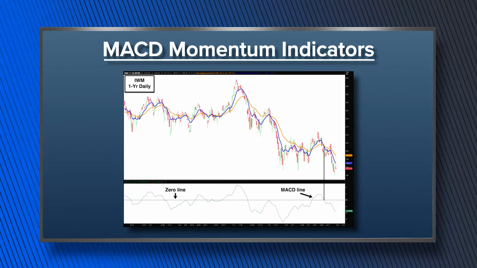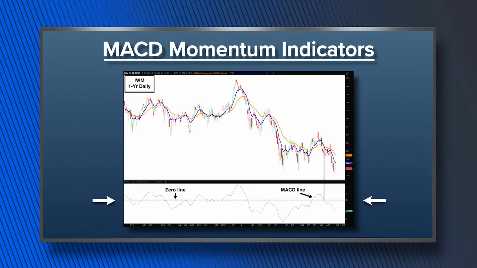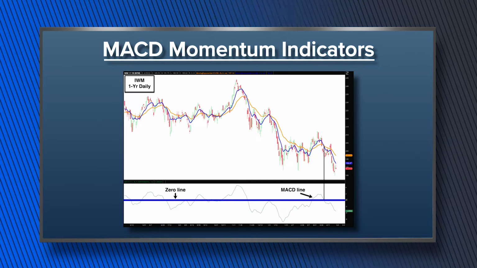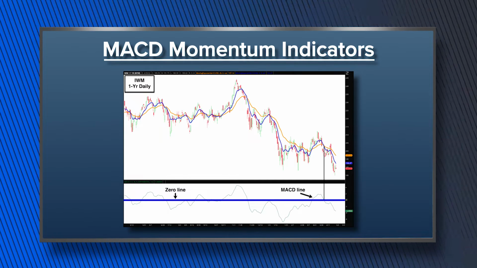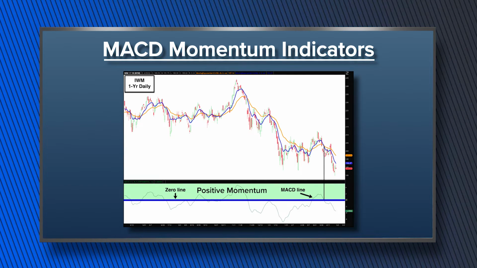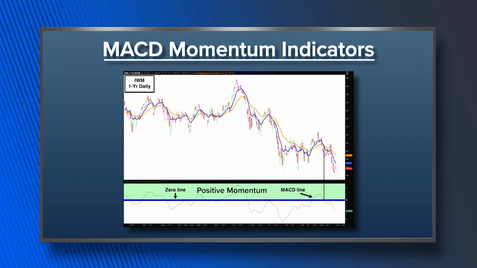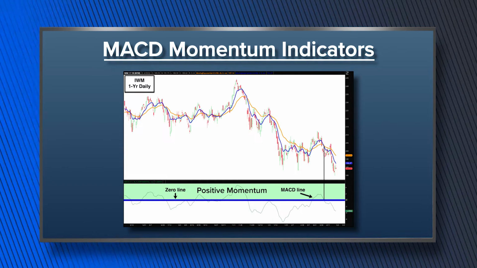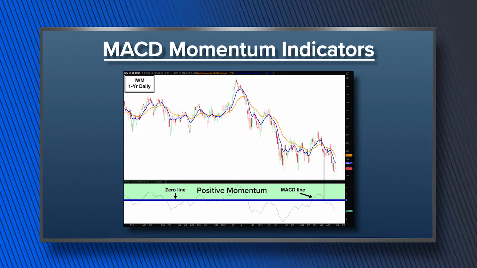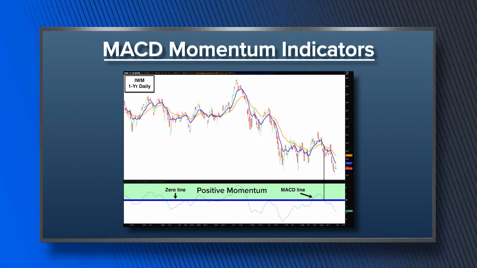Now, you might notice that there's a middle point on the MACD section of this chart. The middle point is called the zero line. When the MACD is above that zero line, there's positive momentum. And what did we say before? Positive momentum just means that the faster, more sensitive moving average is above the slower, less sensitive moving average. So anytime the MACD is above zero, you know that the faster moving average is above the slower one.